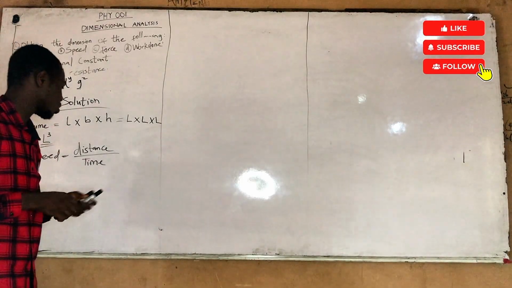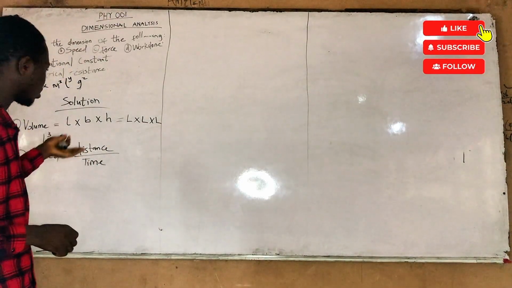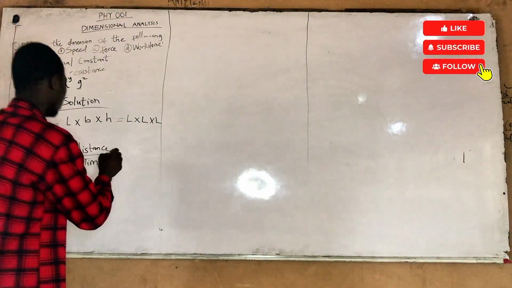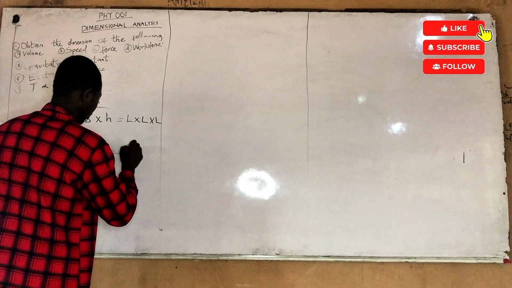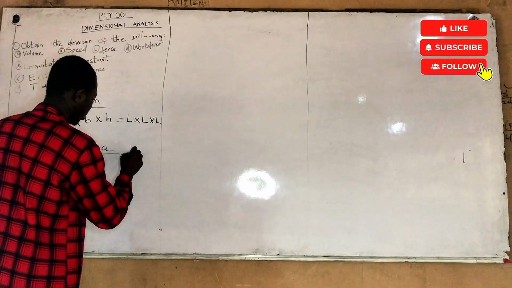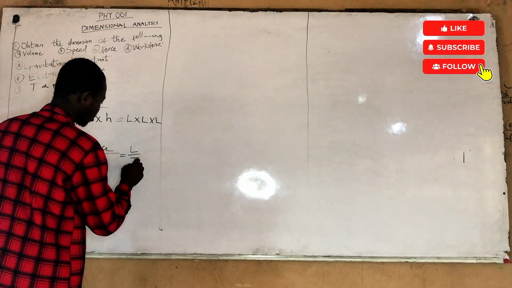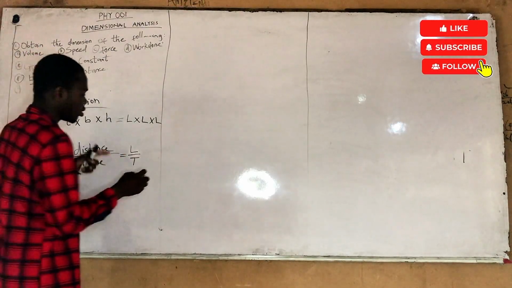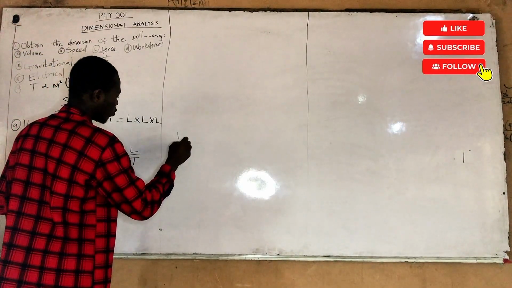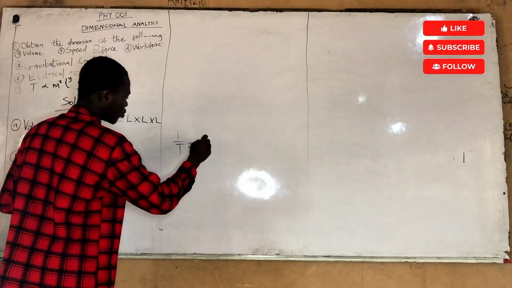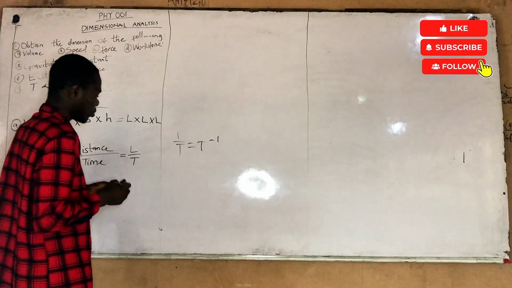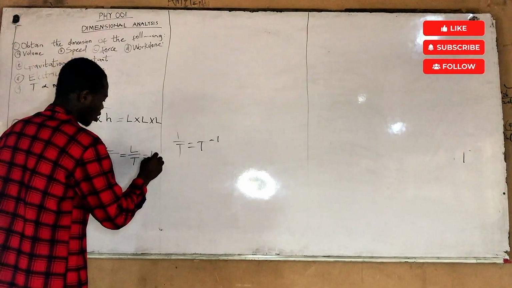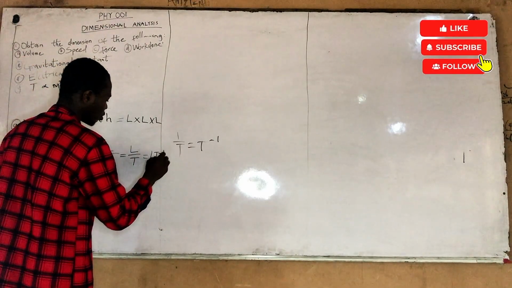And we all know that distance from our last class is L, and time is represented by T. So we have distance, which is L, over capital letter T. And according to the law of indices, whenever you have something like 1 over T, it is also equal to T raised to power minus 1. That means in this scenario, your answer will be L T raised to power minus 1.